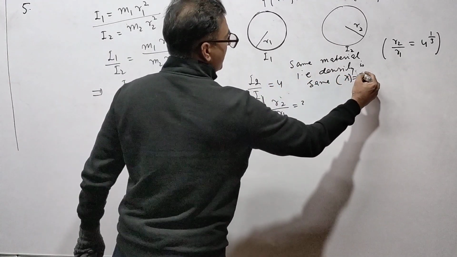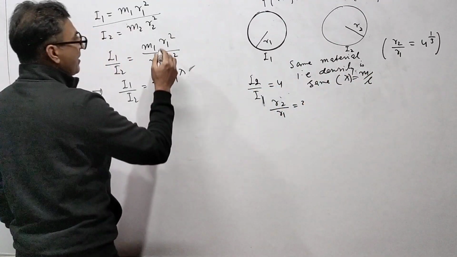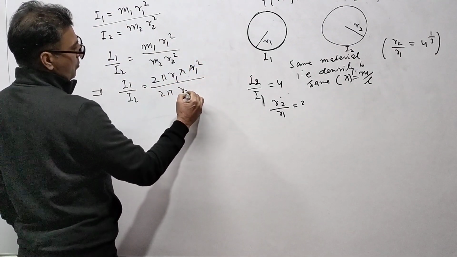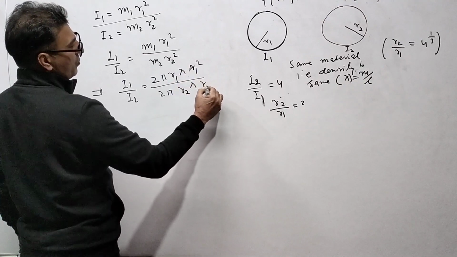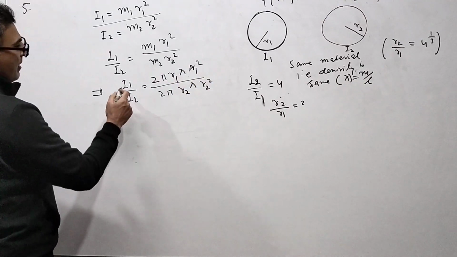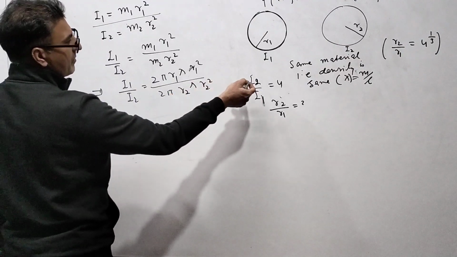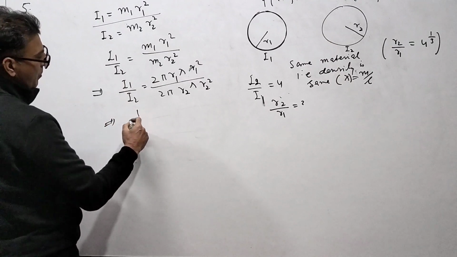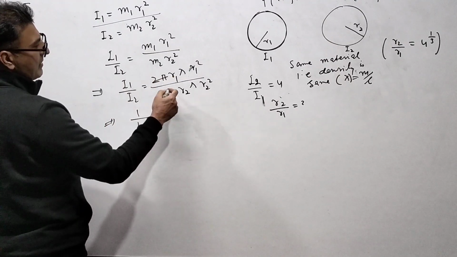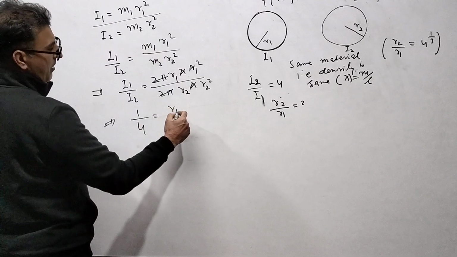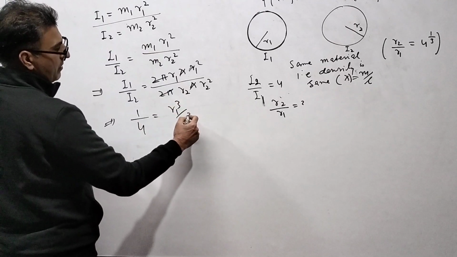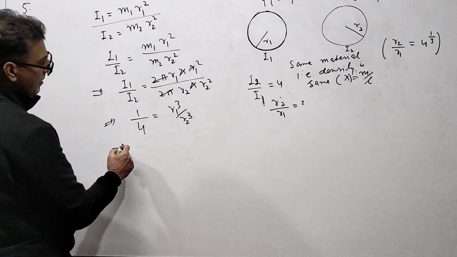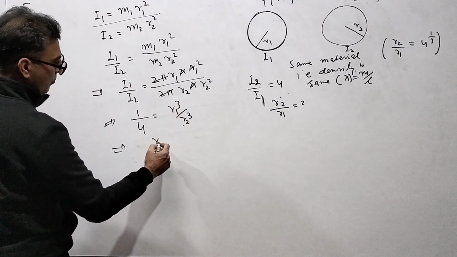It is m by l, mass per unit length. And r1 square divided by 2 pi r2 lambda r2 square. So what is I1 by I2? I2 by I1 is 4. This ulta ho gaya. So 1 by 4 is equal to, lambda cancels, R1 cube by R2 cube. And we have to find R2 by R1. So what is R2 cube by R1 cube?